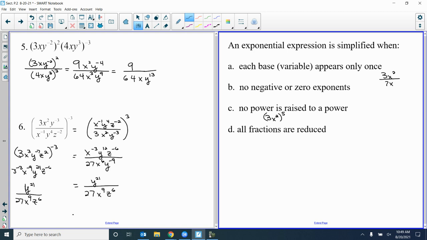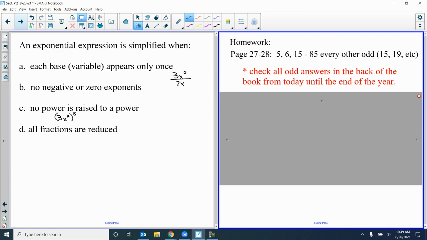And let's see here. All right, we'll give you a little bit of time here. Page 27 and 28. The homework is going to be 5 and 6, 15 through 85, every other odd. I think it ends on 85. I can't remember. If it ends on 83, then stop at 83. Okay, so hopefully it ends on 85. I want you from here on out to check all the odd answers in the back of the book from today till May 28th or whatever that day is. That is okay. You're verifying whether you're doing them correct. Okay, you are verifying them.